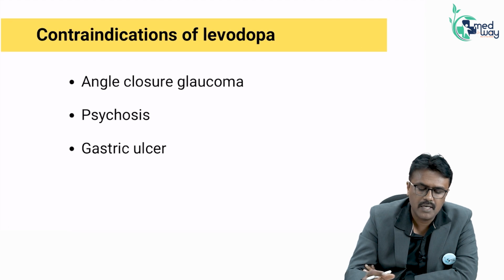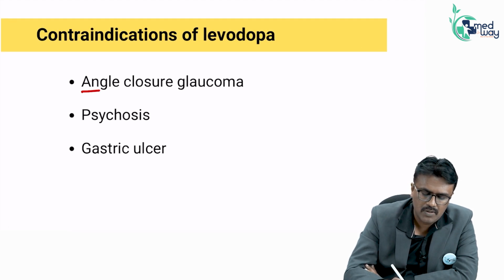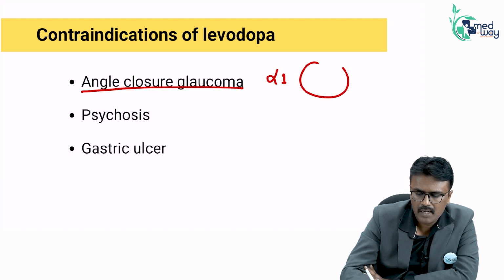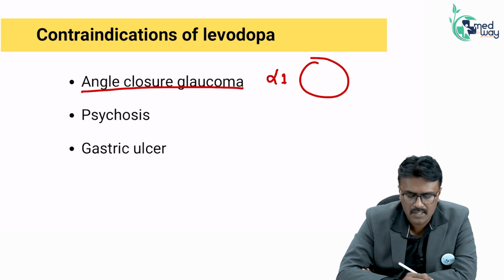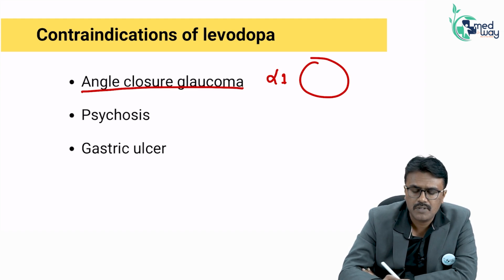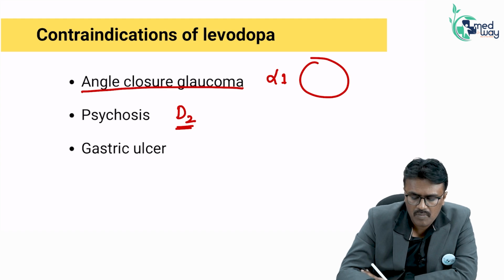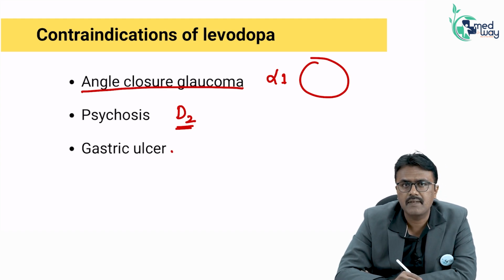Then coming to the contraindications of levodopa, it should not be used in angle closure glaucoma because it stimulates alpha 1, the pupil dilates, the angle closes and it will worsen. It should not be used in psychosis because dopamine itself causes psychosis. So if you stimulate dopamine more and more, the psychosis worsens. And one more condition where we should not use levodopa is in a patient with gastric ulcer. Moving on, there are two phenomena called wearing off and on-off phenomenon. What happens in Parkinson's disease, I have told you repeatedly, is that this is a progressive disease.